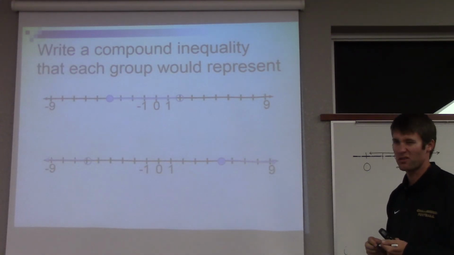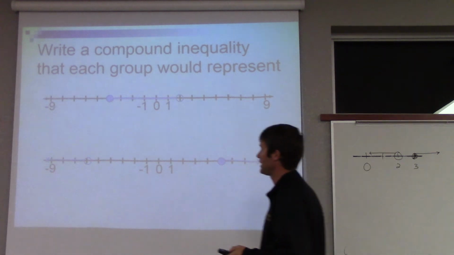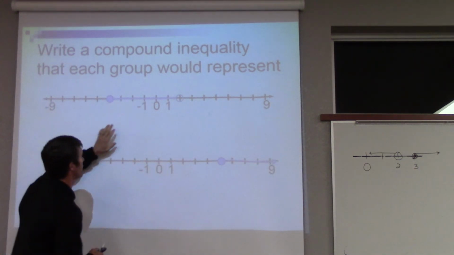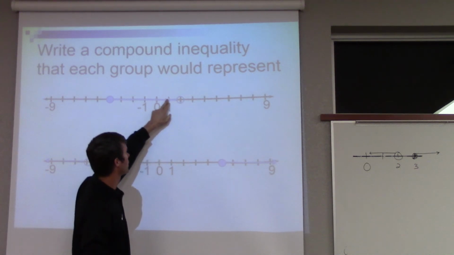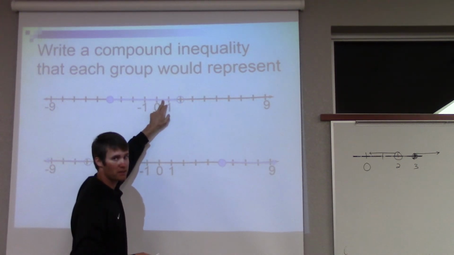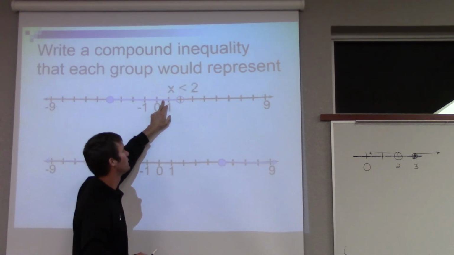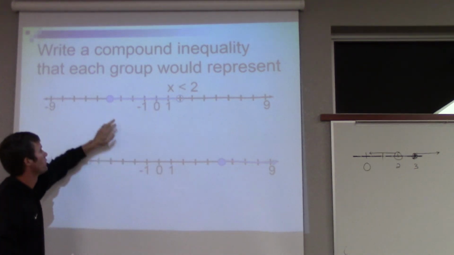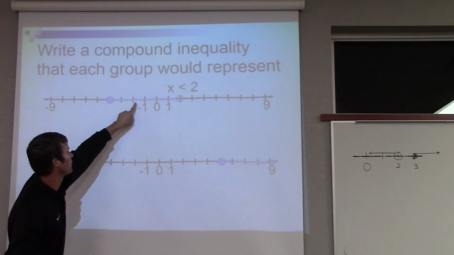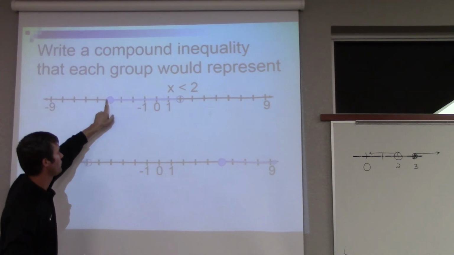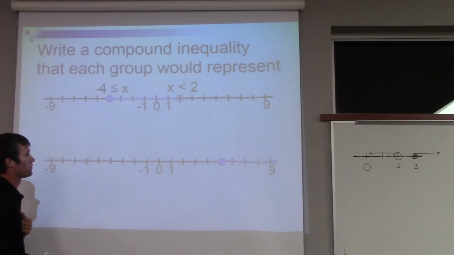Last thing we're going to do is we're going to write some inequalities. So we come identify this one right here. So if we look at it, that's 1, 2, opened up. Which way are we going? We're going to the left. So that's less than. X is less than 2. We come here, closed out, so we know it's equal to. We go negative 1, 2, 3, 4. So it's greater than or equal to negative 4.